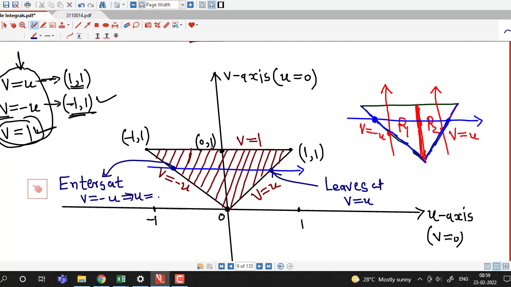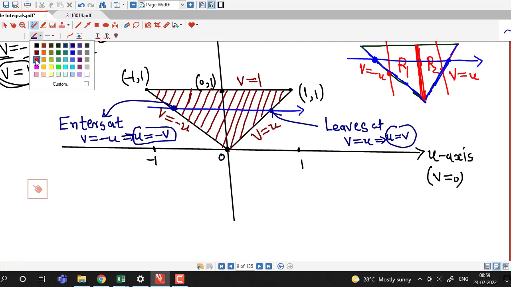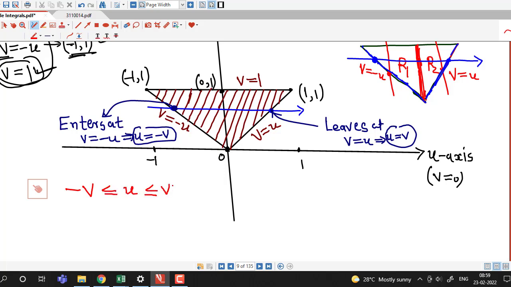So we have to convert u in terms of v. So u will be minus v, and here we will write in this way u equal to v. On the horizontal line, variable v becomes constant and u is changing. So it enters on the line v equal to minus u, so from this we obtain u equal to minus v, and it leaves on the line v equal to u. That means u equal to v. So limits of integration for variable u will be from minus v to v. Okay, we can write here that limits of integration for variable u are from minus v to v.